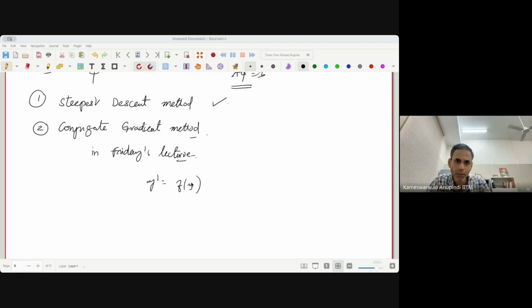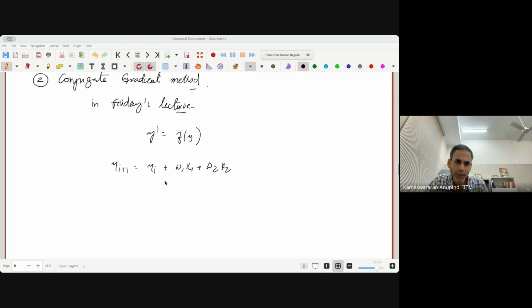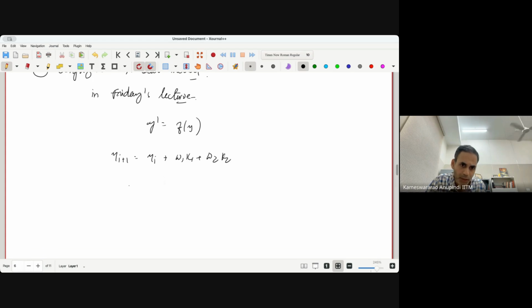Okay, and then you're given y_{i+1} equals y_i plus omega 1 k1 plus omega 2 k2, right? That's what is given here. So what did we do? I think in the class, we have k1, k0, k2, these are given. And then k1 is fine. The first one is actually k1, the second one is k0. So this is fine.